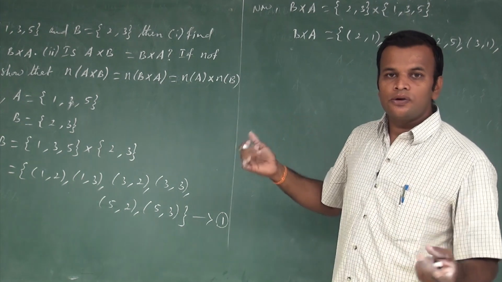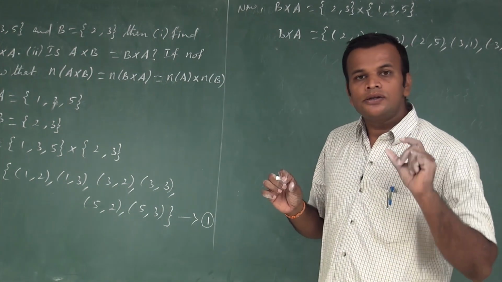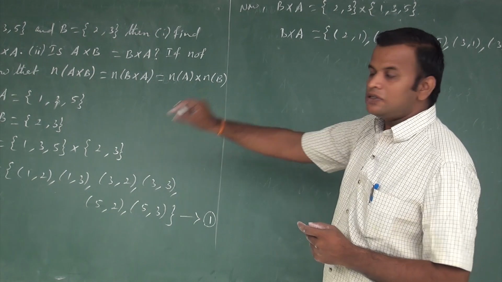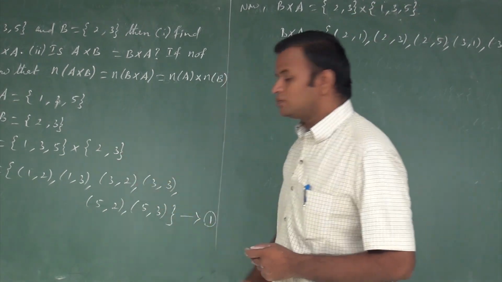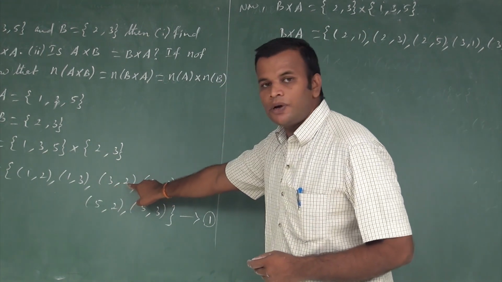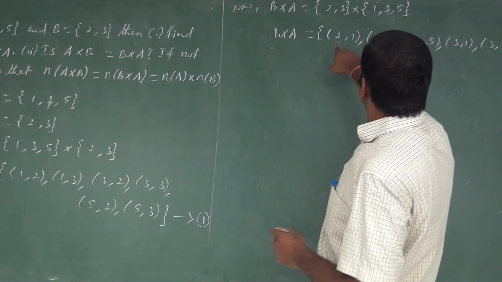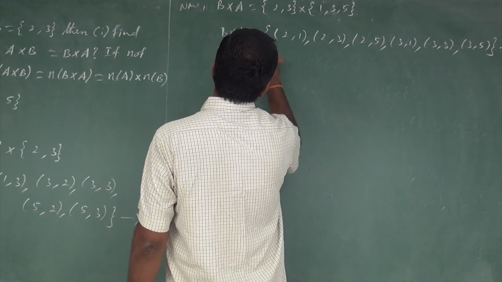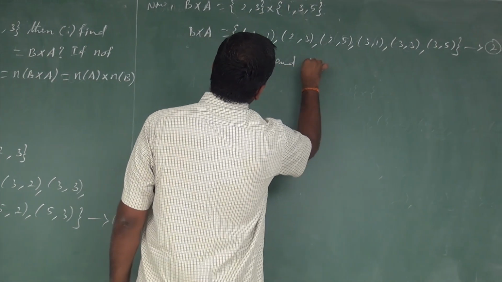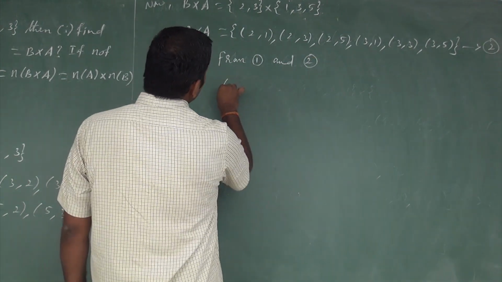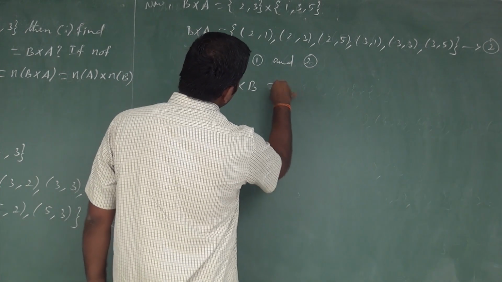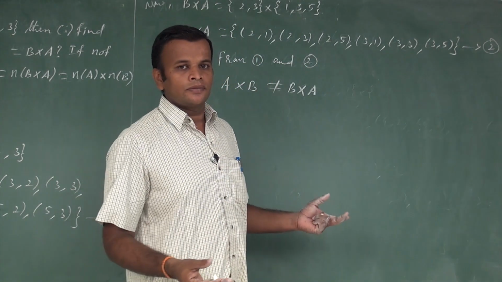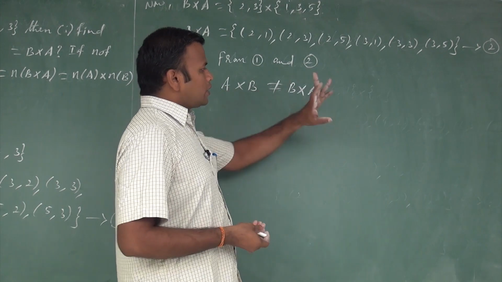How can we conclude both are equal? Same number of ordered pairs and the ordered pair elements should also be the same, but here they differ. Not only the first ordered pair, we can check anywhere. Suppose I take 3, 2. In the first equation the ordered pair 3, 2 is there, but the ordered pair 3, 2 does not lie in the second set. So now I write the conclusion from 1 and 2: A cross B is not equal to B cross A. It's not a verification sum.